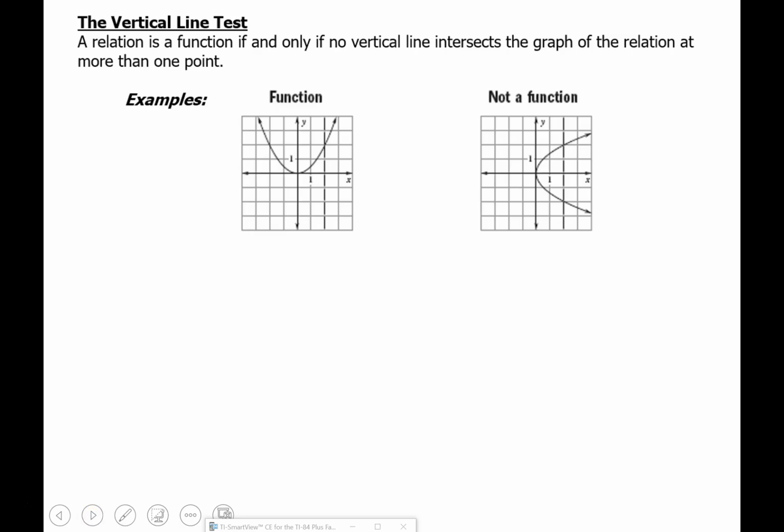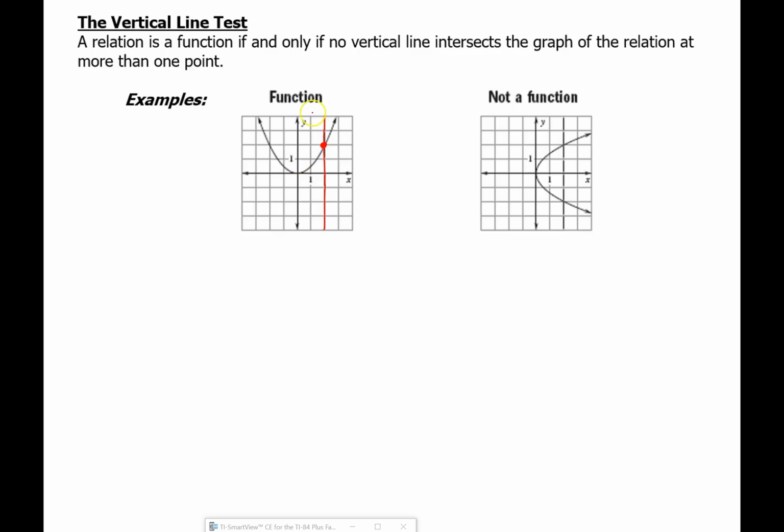All right, so let's look at a graph now rather than a map or a table or a set of ordered pairs. If we're looking at a graph and we want to determine if that relation is a function or not, we can use the vertical line test. The vertical line test says that a relation is a function if and only if that vertical line only touches the relation at one point. Always. So if we take this vertical line and we put it on our function or our relation, it only hits there, that ordered pair.